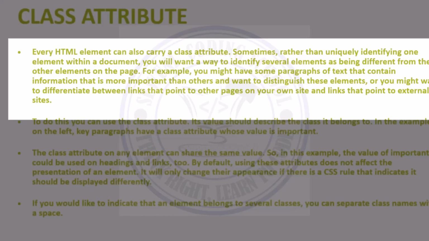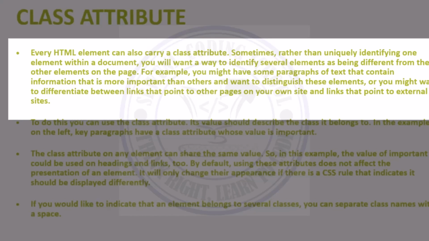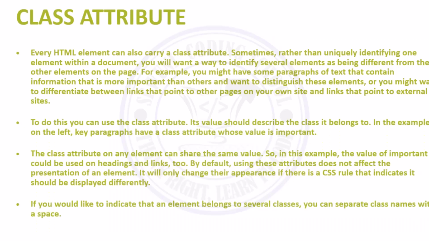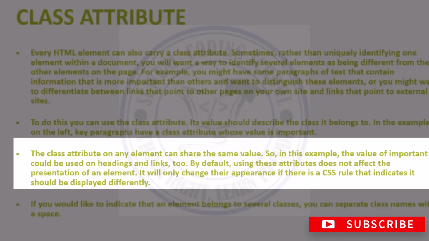The value of the class attribute should describe the class it belongs to. In the example, I will show you, key paragraphs have a class attribute whose value is "important". The class attributes on any element can share the same value. So in the example, the value of important, which is the name of our class, could be used on headings and links.